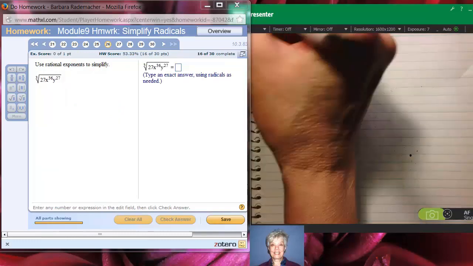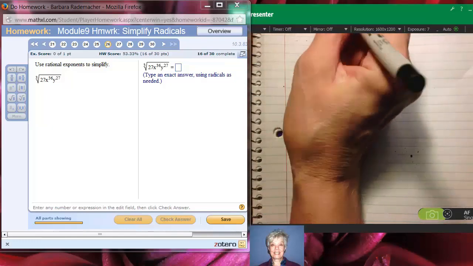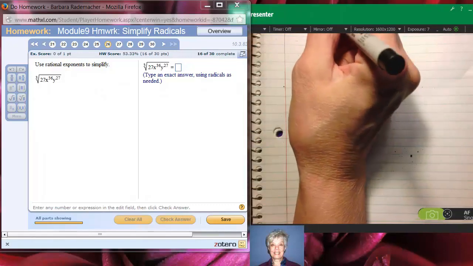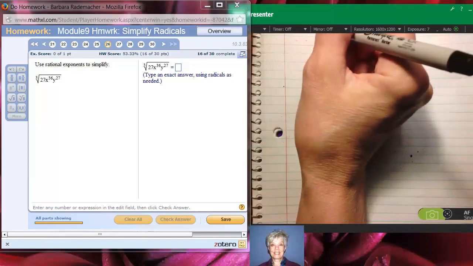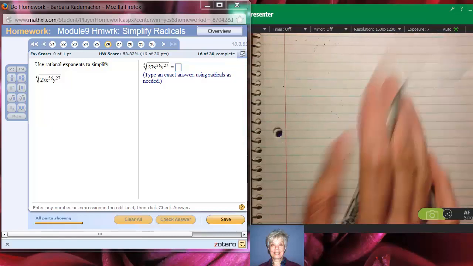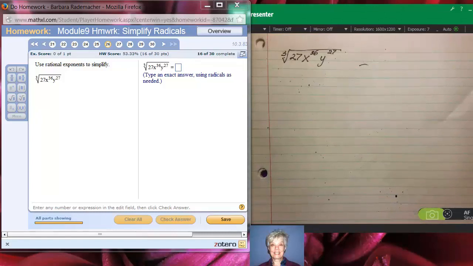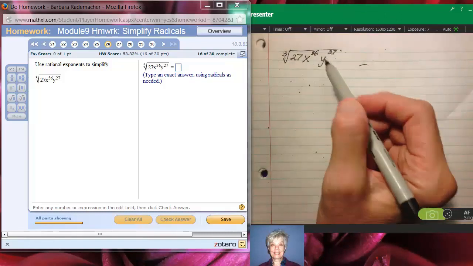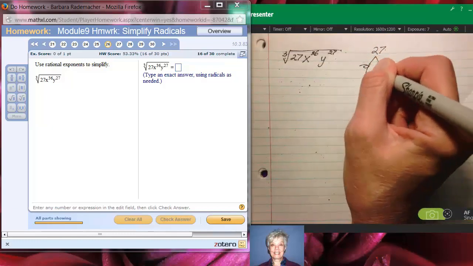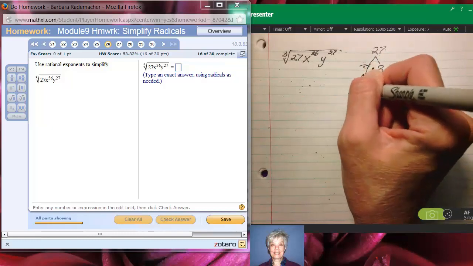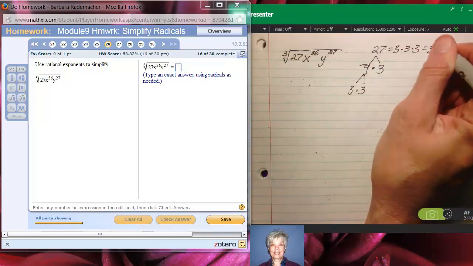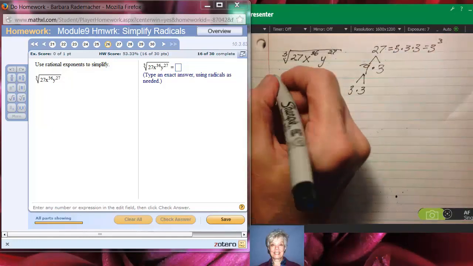Okay, now, this looks mean, but it's a lot meaner than it appears to be. The cube root of 27 x to the 36th power and y to the 27th power. The cube root of 27 is 3, and if you put that in your calculator, you'll find out also. Here we are. If you take 27 and break it down, you'll get 9 times 3, and if you break 9 down, you'll get 3 times 3. So you can see that 27 equals 3 times 3 times 3, which is 3 to the 3rd power.